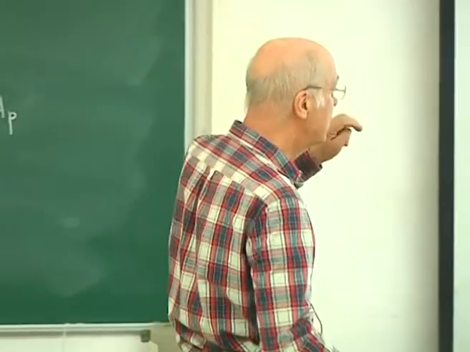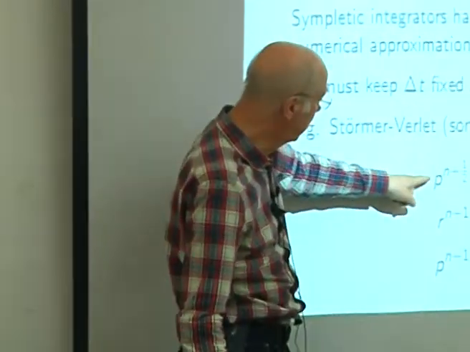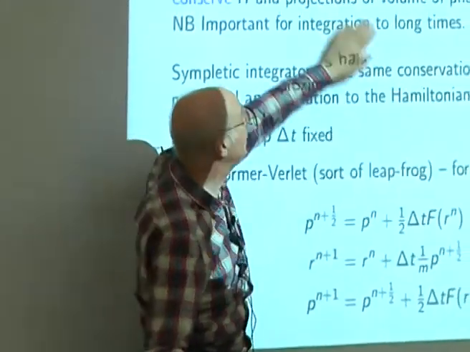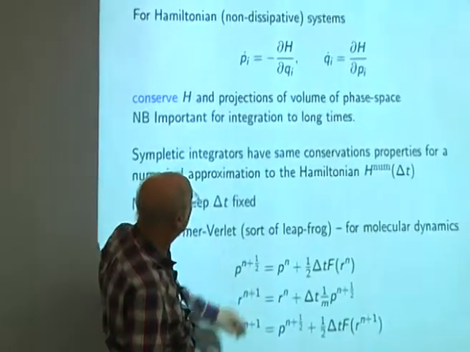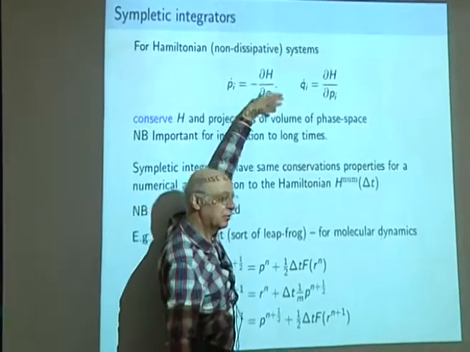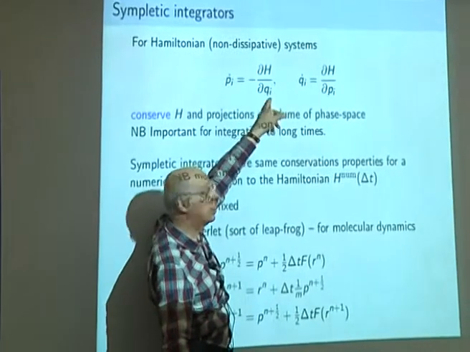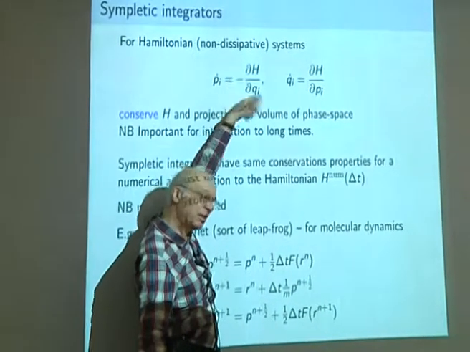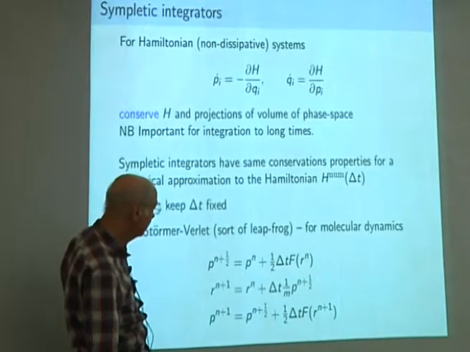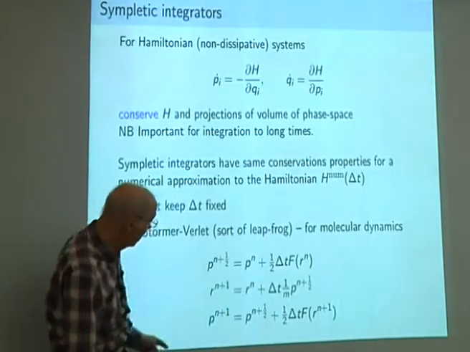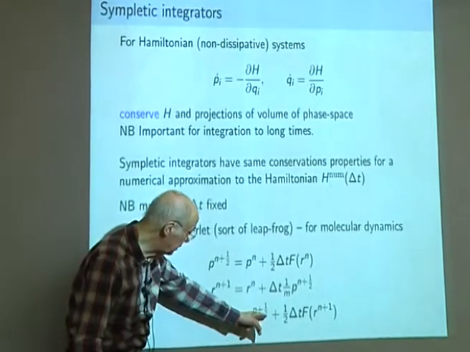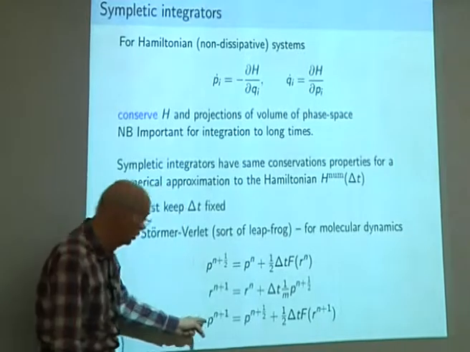Right. So what you do is you integrate this equation half a time step. We know the derivative here, so this would be the force. This is the derivative of the energy with respect to the variable, so it's the derivative of the potential energy in space, which is equal to the force. And then you integrate the position from n to n plus 1, and then you integrate the momentum from the half step that you already got forward in time.